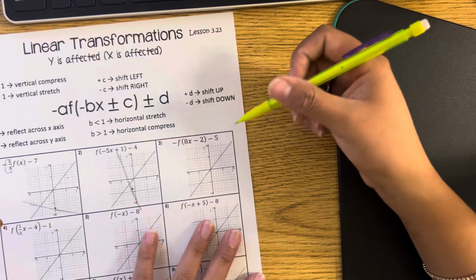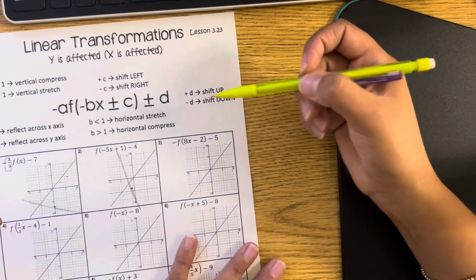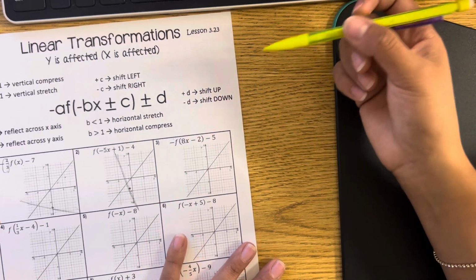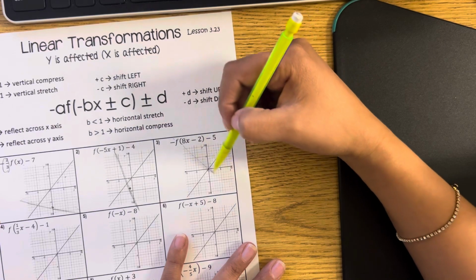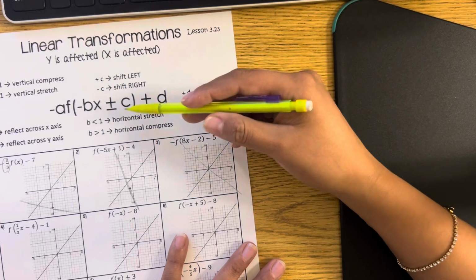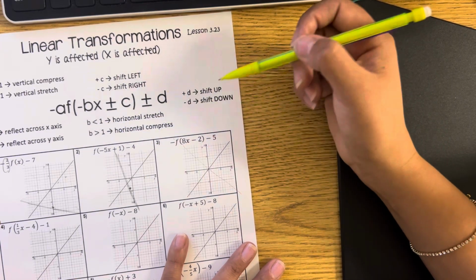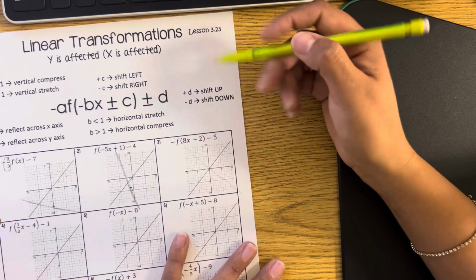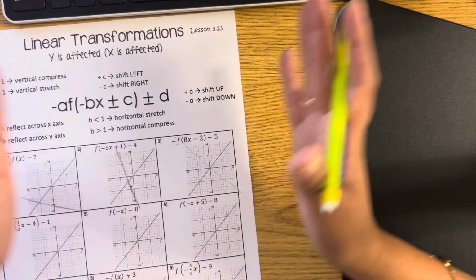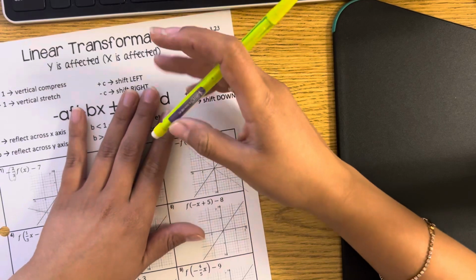Number 3. So the negative in the A position means a reflection across the X, technically. So again, it's just going to be pointed down. The 8 is in the B position, and since it's greater than 1, that would normally mean stretch, but since it's horizontal compress on the inside of the parentheses, it's going to be steeper.